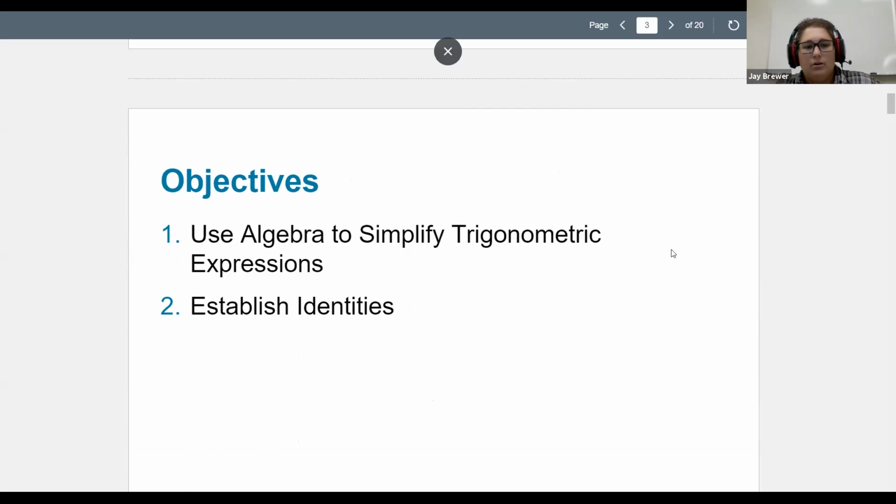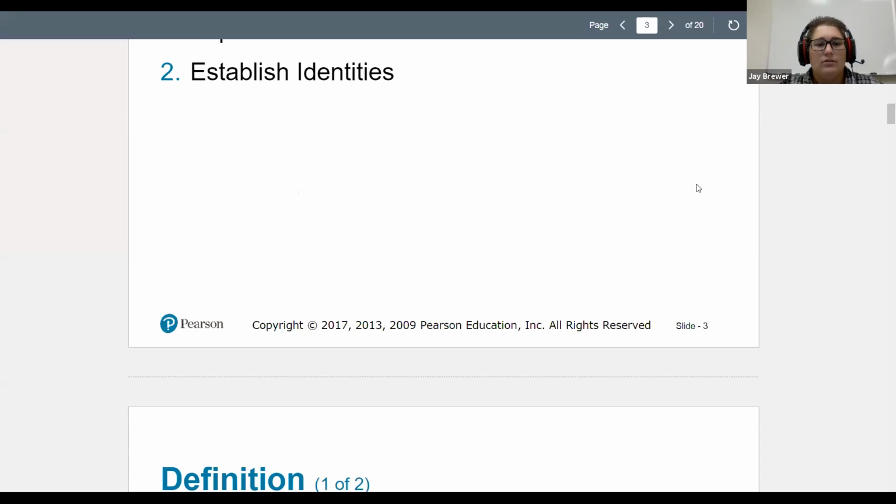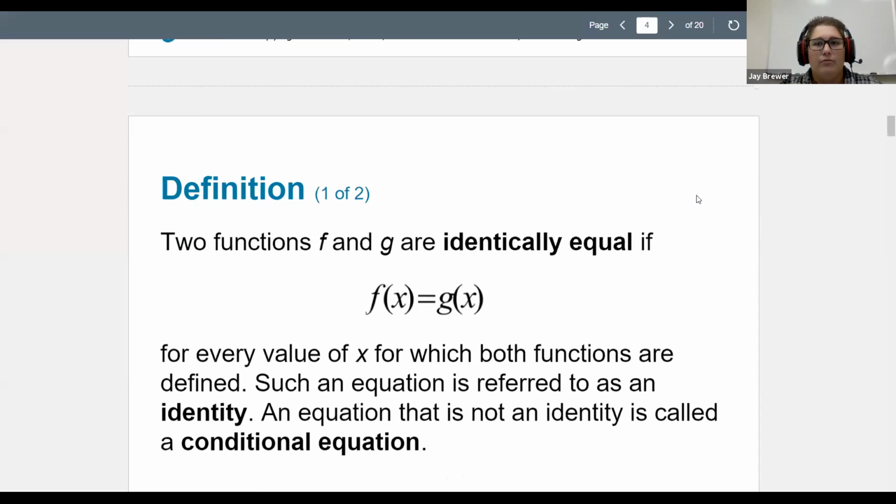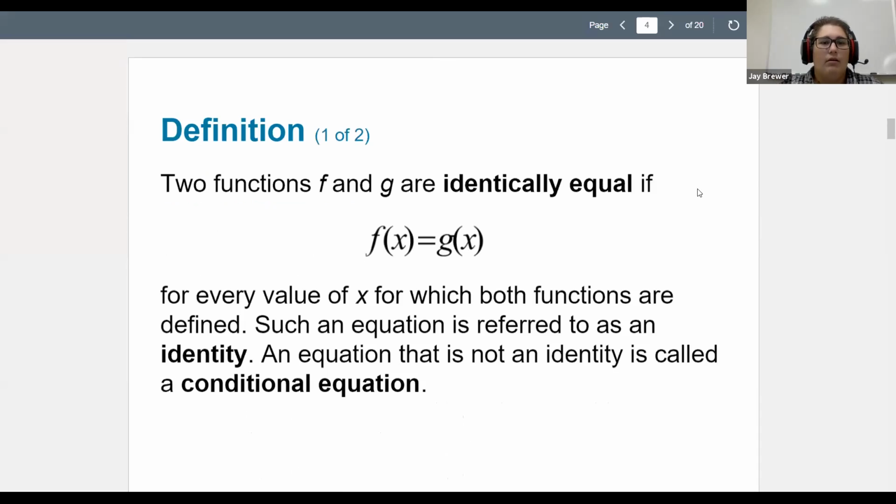All right. So objectives, we're going to use algebra to simplify trig expressions and establish some identities. So I think this might literally end up being like a proofs lesson. All right. So here's a definition, which means if it's saying definition, you might want to write it down. Two functions f and g are identically equal if, obviously, f of x equals g of x for every value of x for which both equations are defined. Such an equation is referred to as an identity. An equation that is not an identity is called a conditional equation.